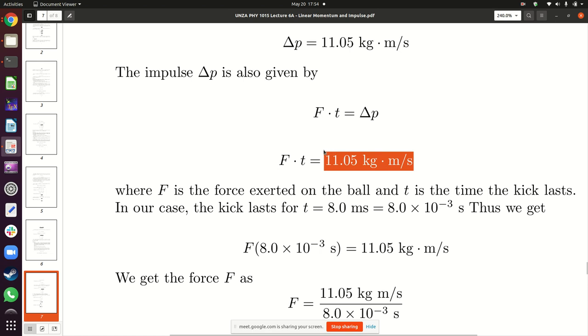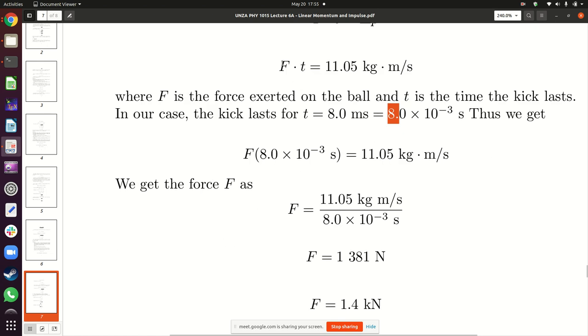So the ball gains motion. We know the time it takes you to kick the ball. So we have been told it's a very short amount of time, 8 milliseconds. And that 8 milliseconds is 8 times 10 to the power minus 3. So when you put it here, you have the force, that's what you're looking for, multiplied by the time it takes to kick the ball.